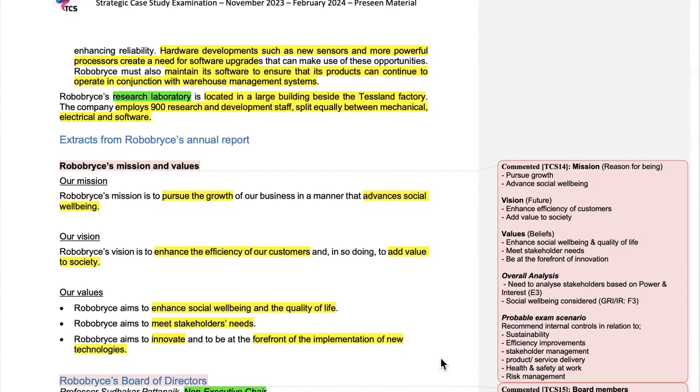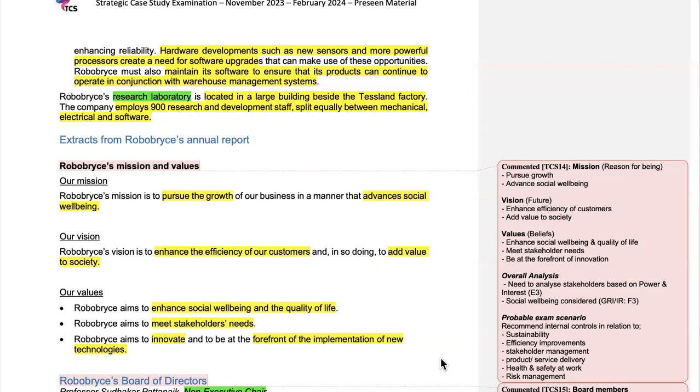So overall analysis is you'd have to analyze stakeholders based on the level of power and interest as per the Mendelow matrix. And since social well-being is concerned, your knowledge pertaining to GRI, or the Global Reporting Initiative, as well as integrated reporting, which are covered under the F3 syllabus, will be tested. Absolutely nothing to worry. These areas are covered within our 5 mock exams.